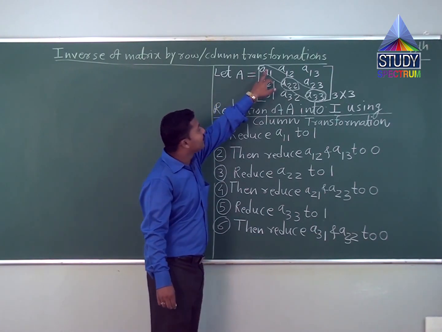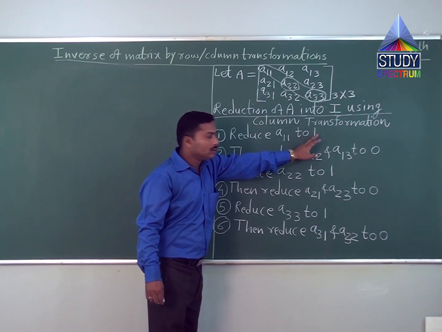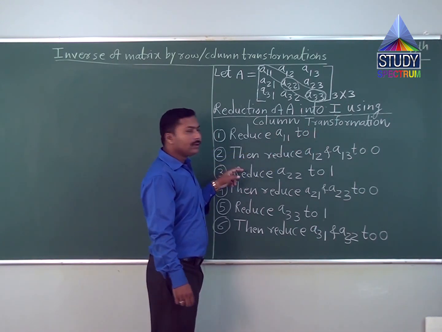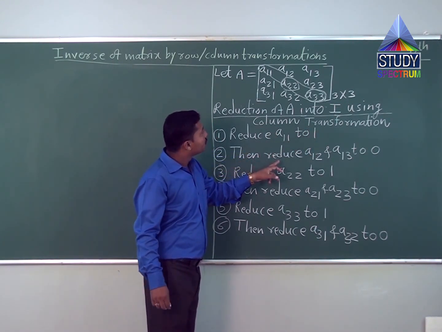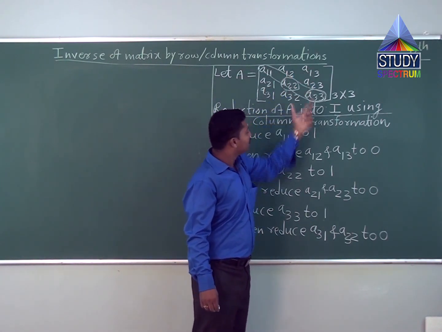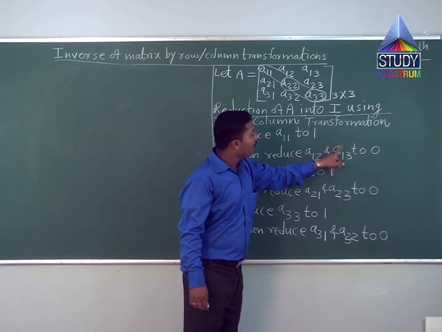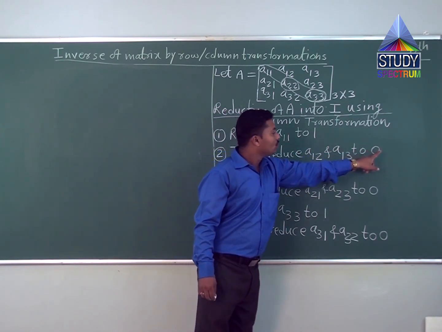First reduce this first diagonal number A11 to 1. Then reduce these horizontal 2 numbers A12 and A13 to 0.